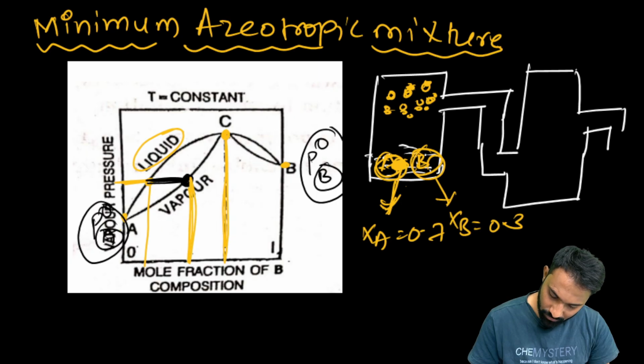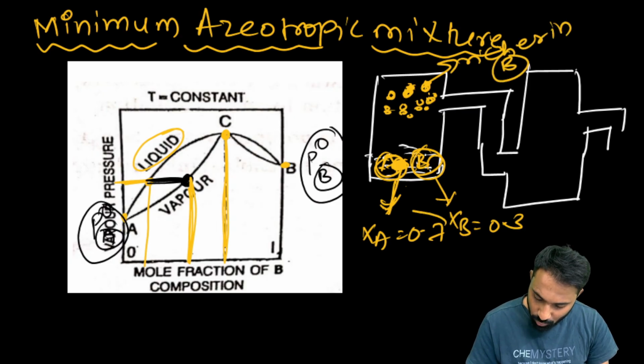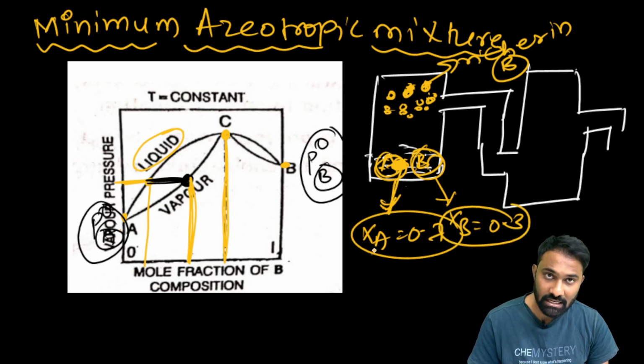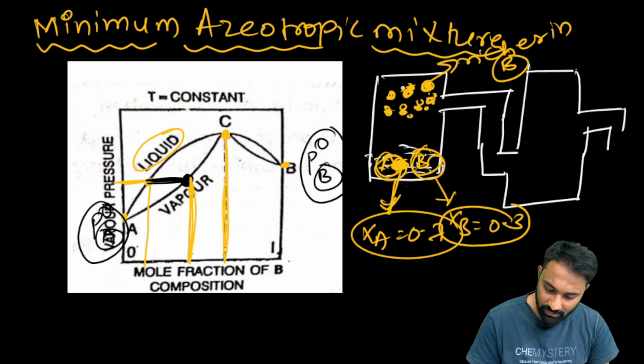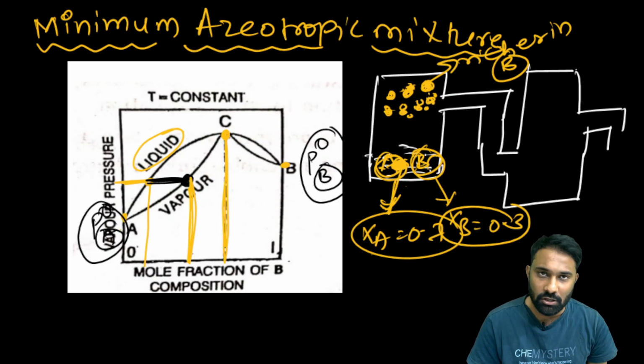This vapor curve, whatever vapors have come, is richer in B. It is richer in B, meaning more B will be there, because if the mole fraction of A in the liquid phase is less, more B will be in the vapor. More B will be here. Means if there are 10 gaseous B molecules, only 2 gaseous A molecules will be there.